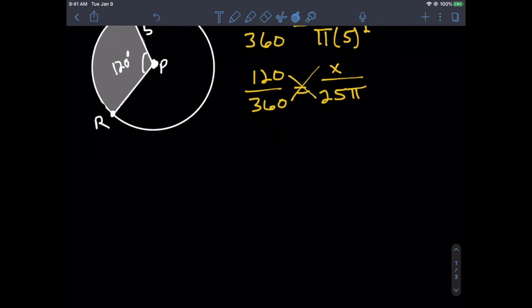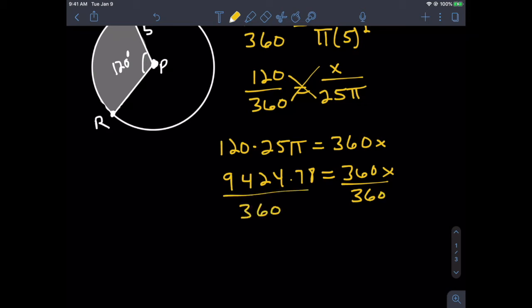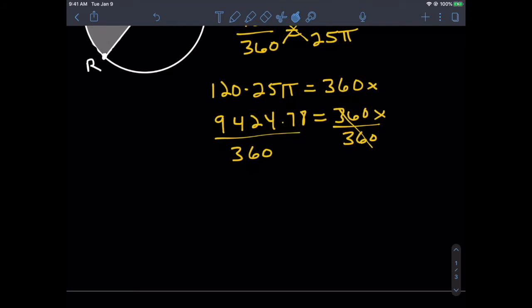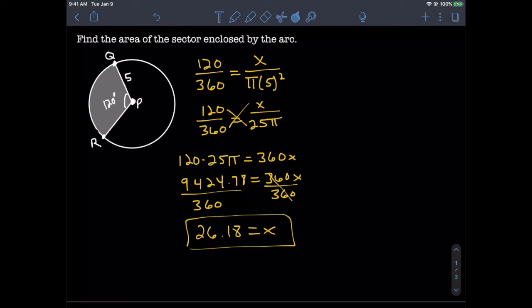Now we cross multiply. This is going to give us our next step here. 120 times 25 pi equals, technically it's 360 times x, but let's just call it 360x. Cut out the middleman, right? Do your multiplication on the left. That's going to give you 9,424.78 equals 360x. You want to get x by itself? Go ahead and divide everything by 360. This is going to give us our final answer, which is 26.18. That is the value of x, and that represents the area of the sector highlighted in white there.